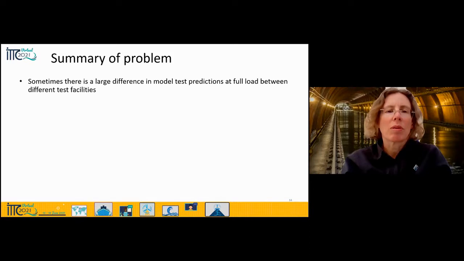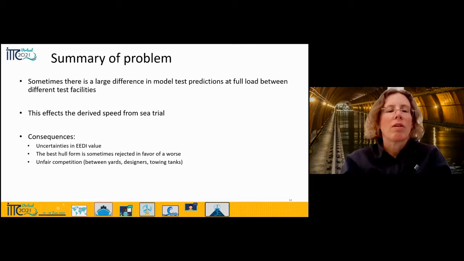So to summarize the problem, sometimes we see a large difference in model test predictions at full load draft between different test facilities. And this affects the derived speed from the sea trial. And the consequence is uncertainties in the EEDI value, and that can give false results and unfair competition. And it's something that we need to address.